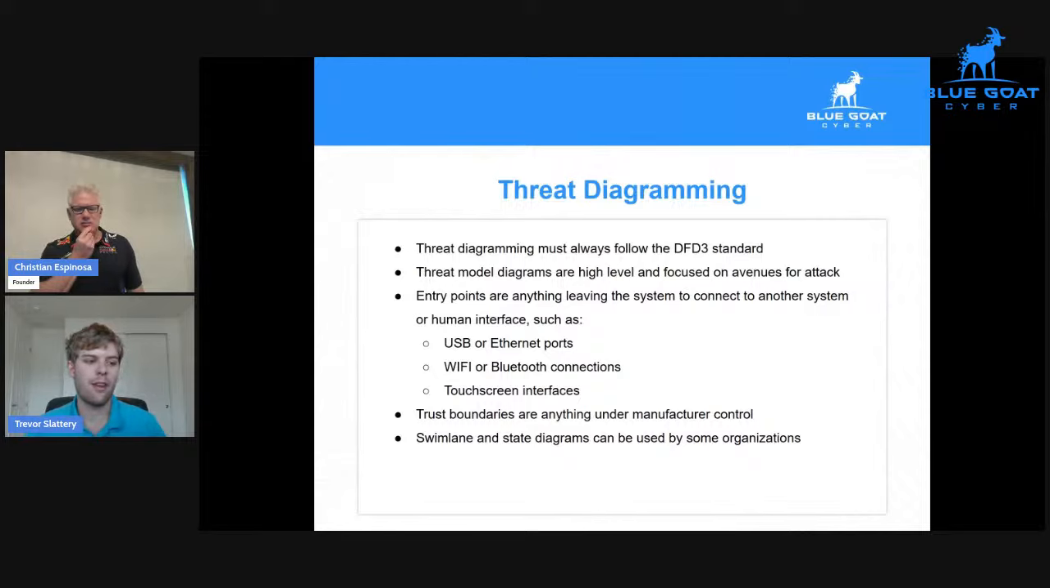To make sure that everything is cohesive between different organizations, everything is standardized, there's the DFD3 standard for threat diagramming. That is what we prefer to see. And in general, it is an industry-wide standard. It's always going to be the same. And so it helps someone take an immediate glance, understand what different components are, and they don't have to refer to a legend or anything like that as long as they're familiar with the standard.